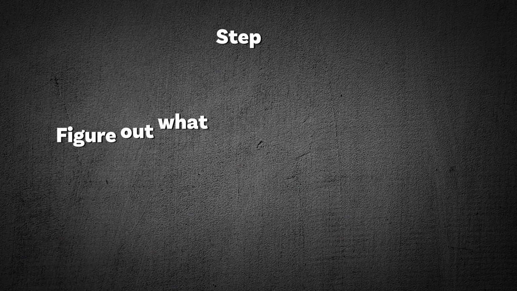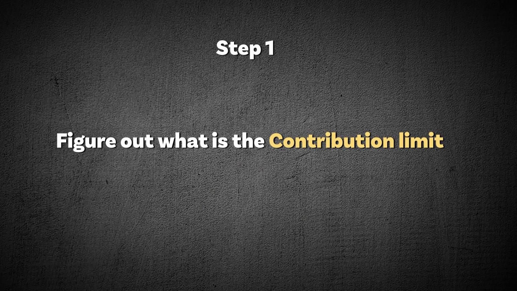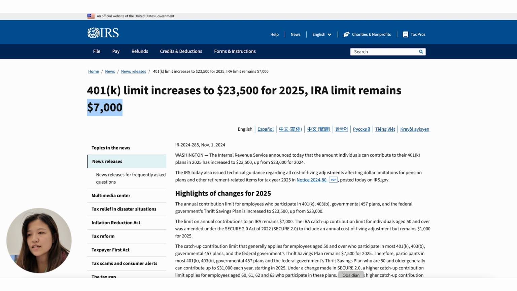Step number 1 is to figure out what the contribution limit for Roth IRA is this year. In 2025, the IRS just announced you can contribute up to $7,000 if you're age 50 or under, same as last year. But if you're age 50 or above, you can contribute up to $8,000.